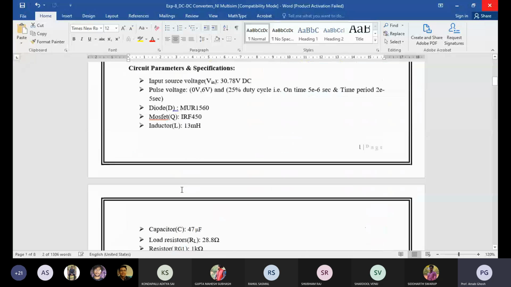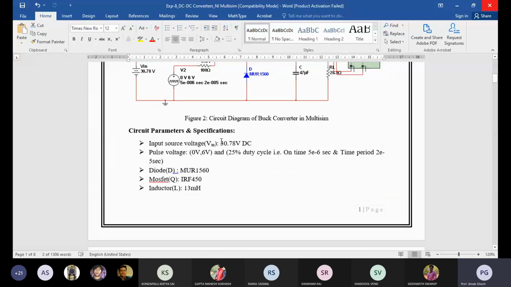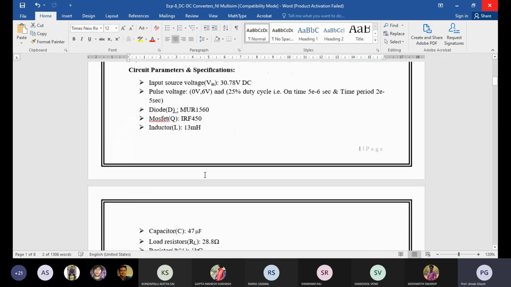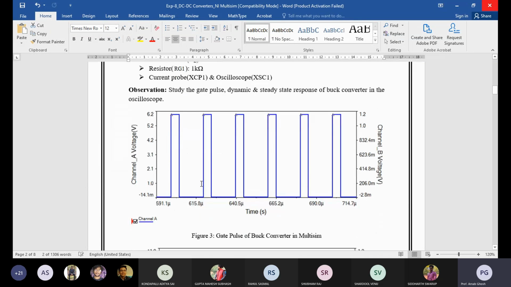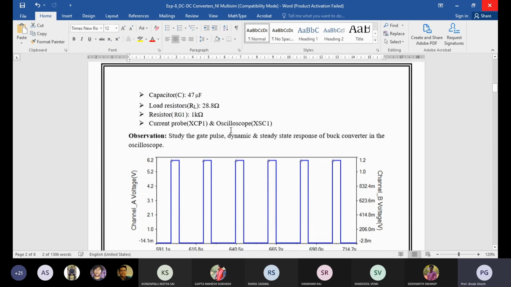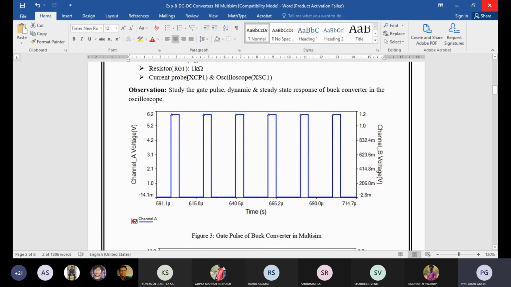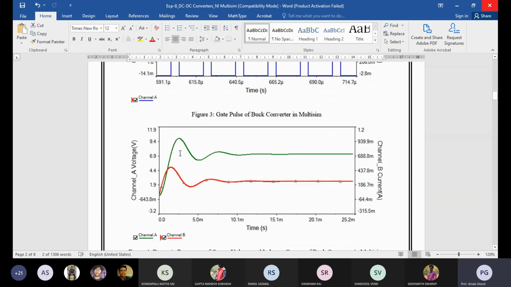So how much voltage are you getting? The input is 30.78 volts, and a 25% duty is used. The load resistance is 28.8 ohms. How much output voltage can you observe here? More or less 7 volts. So it is stepping down from 30 volts to 7 volts. So that's a step down. Sorry, it's a step down DC-DC converter, so it's a buck converter. And you can also calculate the current.